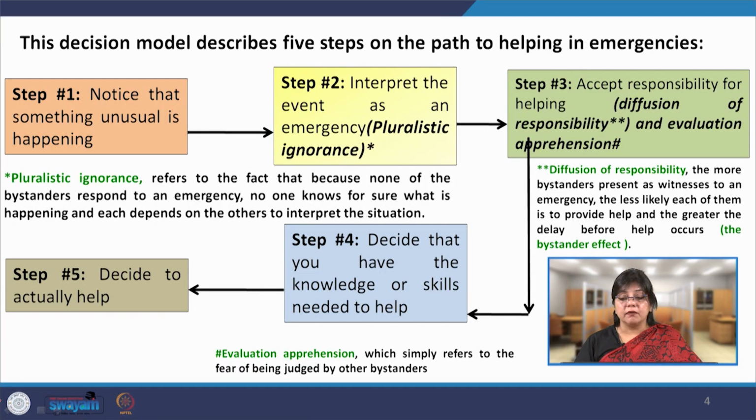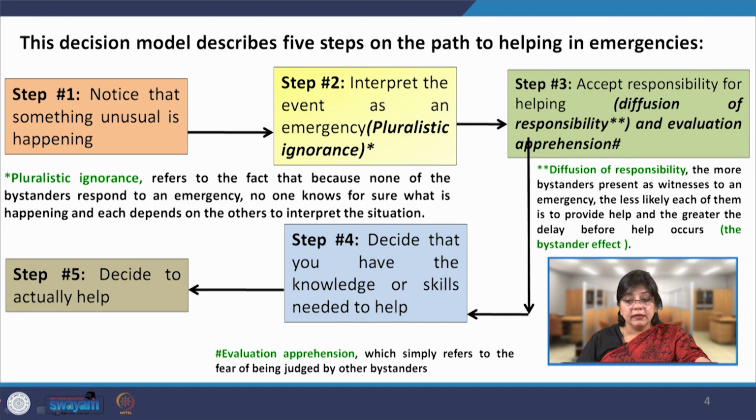Here, diffusion of responsibility means the more bystanders present as witnesses to an emergency, the less likely each of them is to provide help, and the greater the delay before help occurs. This is the bystander effect. So, when we are diffusing responsibility onto others, if any bystander wants to engage in prosocial behavior, he or she can take initiative to call a doctor, to call the police and handle the situation. But in rare cases it happens, and generally it is a bystander effect where the bystander tries to diffuse that responsibility onto the other person.